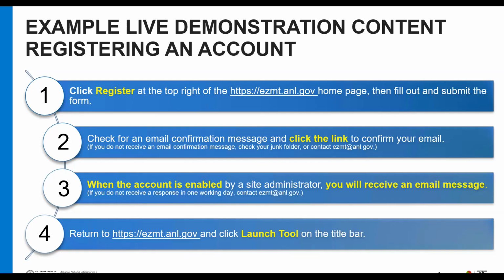The one thing I want to emphasize is the accounts need to be enabled. So even though we have some folks, once they've confirmed their email, they try to log in, we do have to take a moment and check the registration information and enable the account. So that's step 3 there. And you'll get an email message when that's done. If there are any delays or problems that you encounter, like you don't see the email confirmation message or you don't get a response, you can always contact ezmt.anl.gov, and that goes to several of the site administrators. So you should get a response promptly if you need to do that.